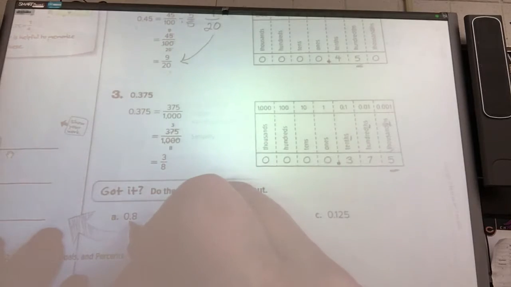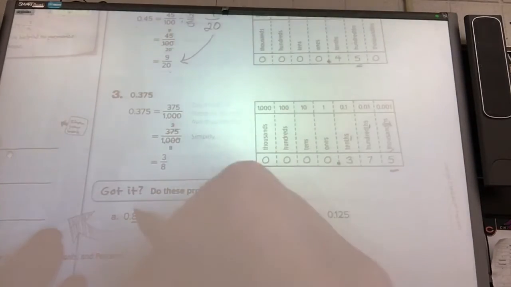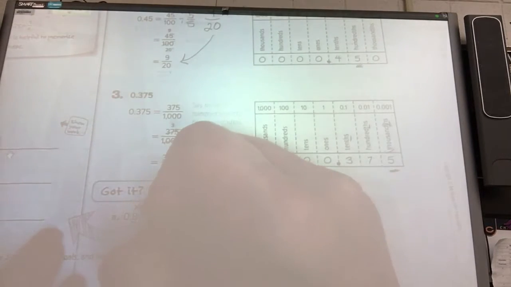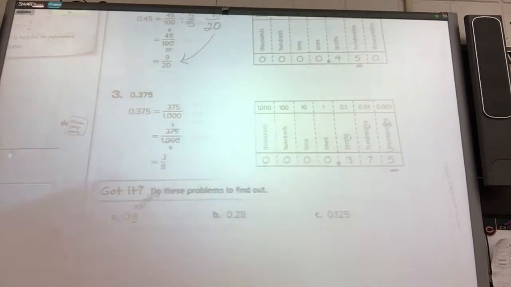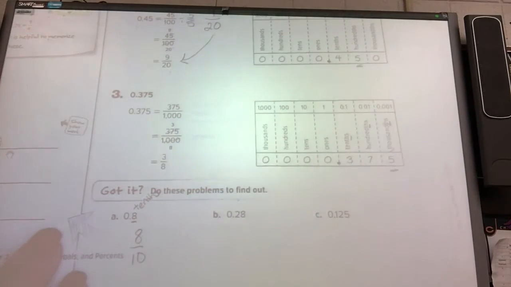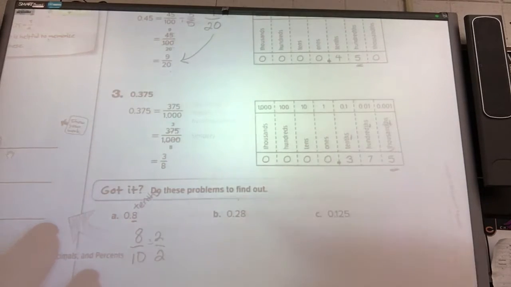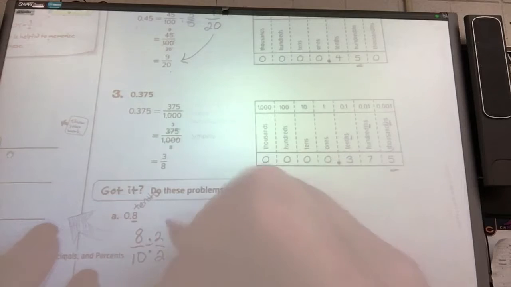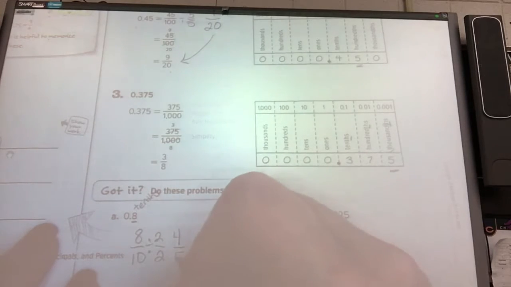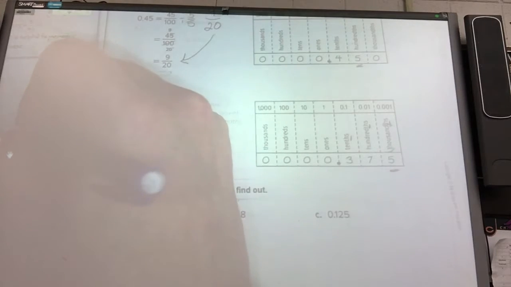Alright, I have 0.8. Okay, I don't have a 1 spot, so this is going to be tenths. So what am I going to write it over? I'm going to write it over 10. And then I know that both these numbers are even, so I can divide them both, top and bottom, by 2. And my final answer would be 4 over 5. So over on letter A, 4/5.